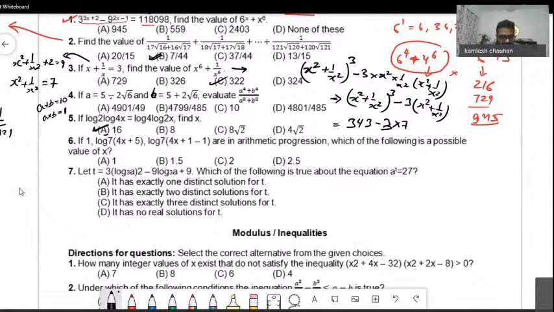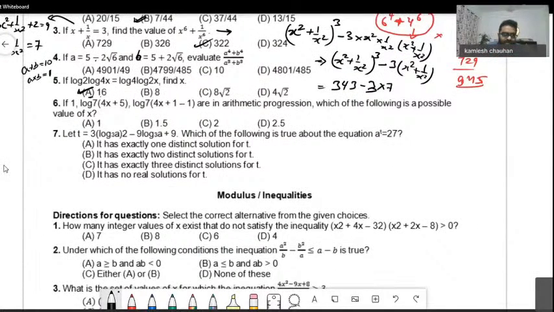Again, I'm leaving this one up to you guys. We needed a GP, and we can see in what form the GP will come. Say this is log 7 of 7, this is log 4x plus 5. We can put the values and we can find.